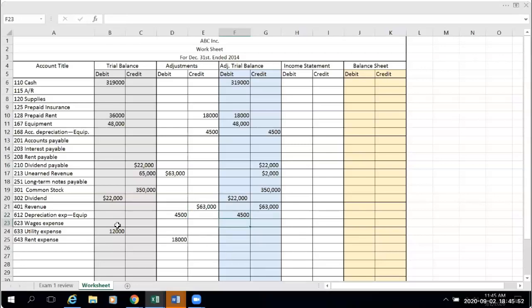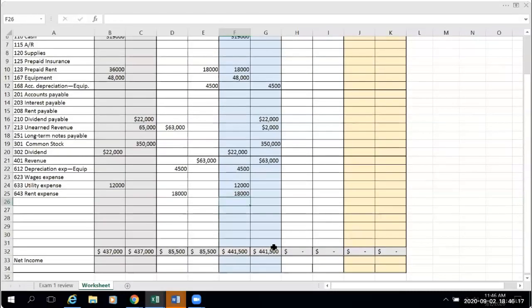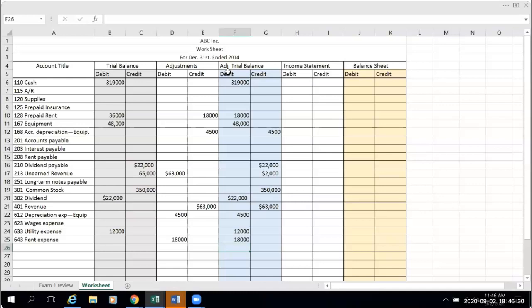And wage expense, we don't have any to adjust. Utility expense, nothing to adjust. So we're gonna take that utility expense from here, debit side, put it on the debit side. And rent expense is debit. Again, there's no rent expense previously recorded. So I'm gonna just record equals to $18,000, enter. And as you see, at the end, my adjusted trial balance will be 441,500 on both the debit side and credit side.